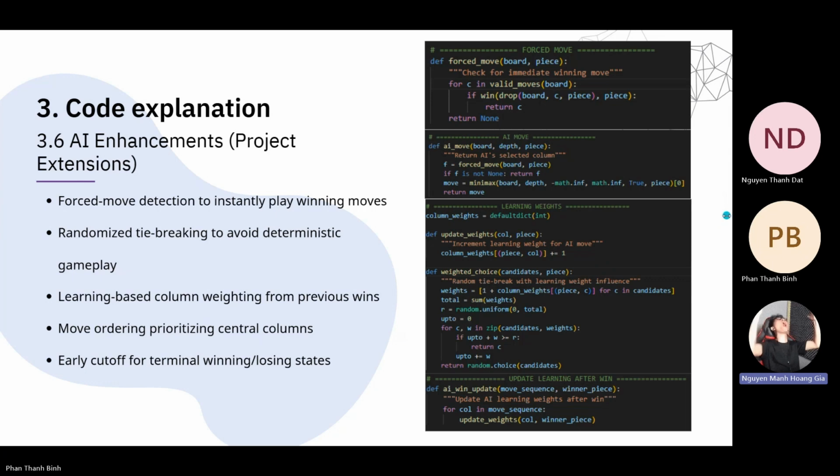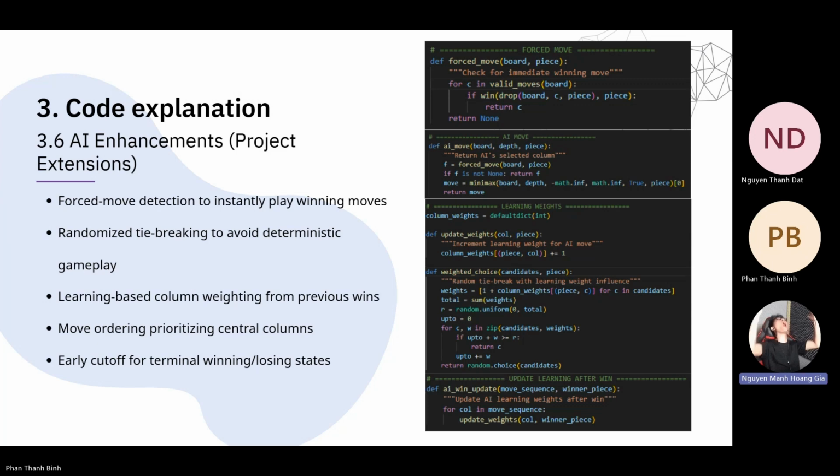Finally, I will briefly introduce several advanced AI enhancements that we added in this project. First, forced move detection allows the AI to immediately play winning or blocking moves without running Minimax. Second, randomized tie breaking avoids predictable gameplay when multiple moves are equally good. Third, the AI updates column weights after each win, creating a lightweight learning effect across games. Lastly, move ordering and early terminal cutoff significantly reduce search time and improve performance at higher depths. These enhancements demonstrate practical AI optimization beyond the base algorithm.